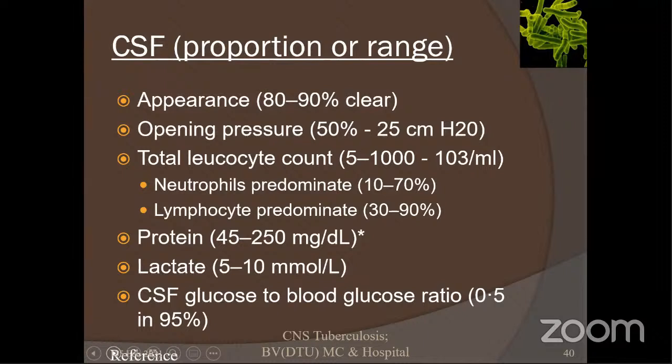So when you start doing CSF, you please number the bottles 1, 2, 3, 4. The fifth is to be kept in the fridge for later use. The fourth should be sent for cytology. If you want to compare, you can compare the first and fourth also.